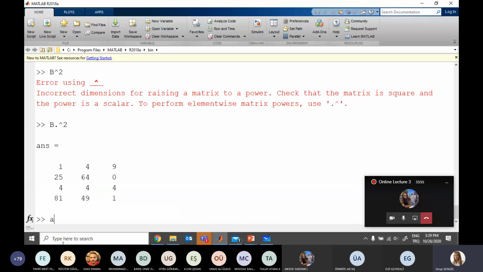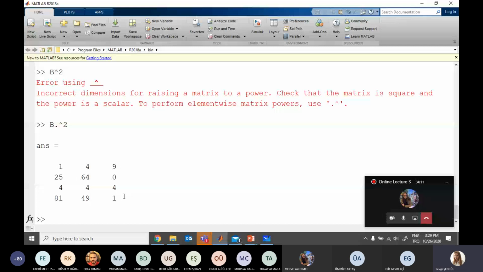So to be able to do that, you need to put these dots before power, right? Before power, before division, before multiplication. So it changes your calculations totally, okay? Adding this dot, just one dot, makes a difference.